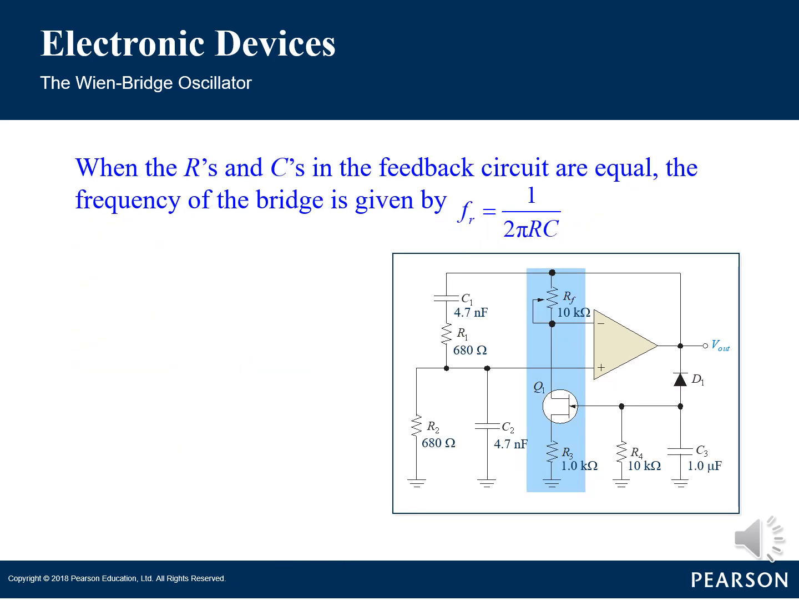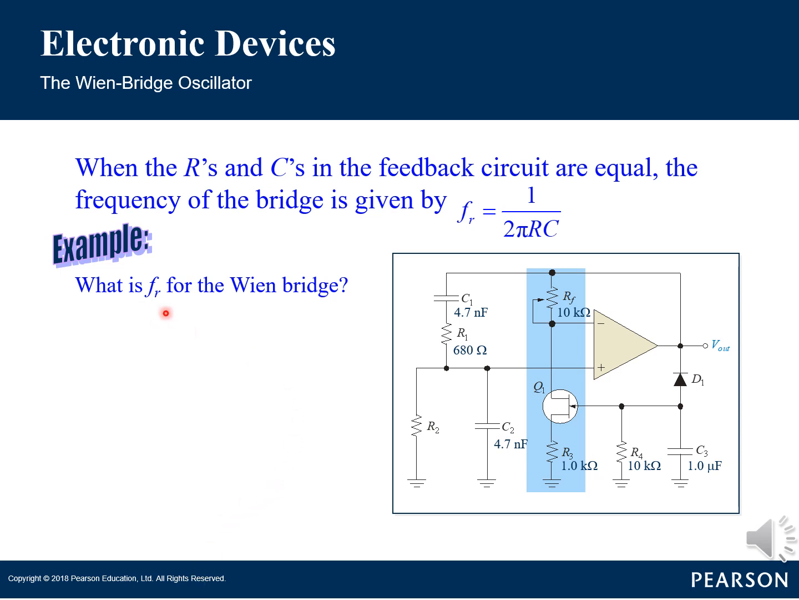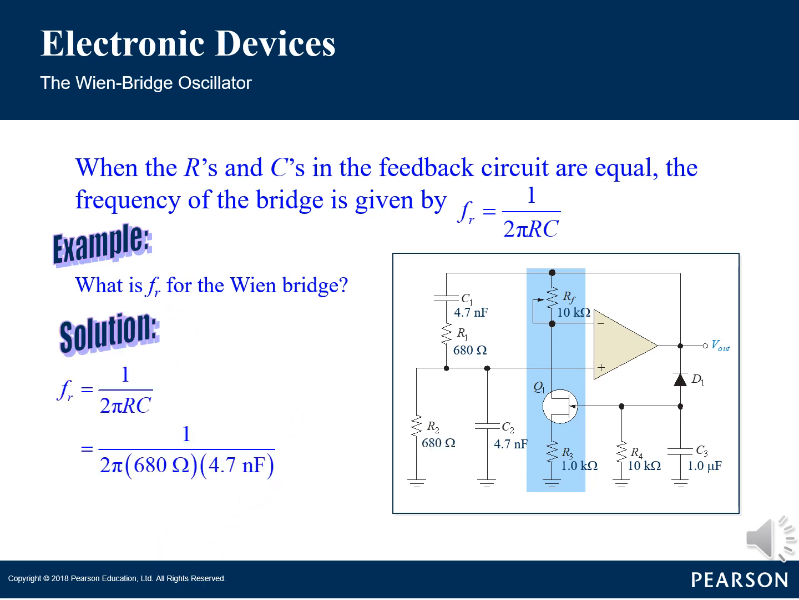When the R's and C's in the feedback circuit are equal, the frequency of the bridge is given by f_R = 1/(2πRC). Can you calculate what is the value of FR for the given Wien bridge? By using the given formula, just key in those values. And the value of FR is.